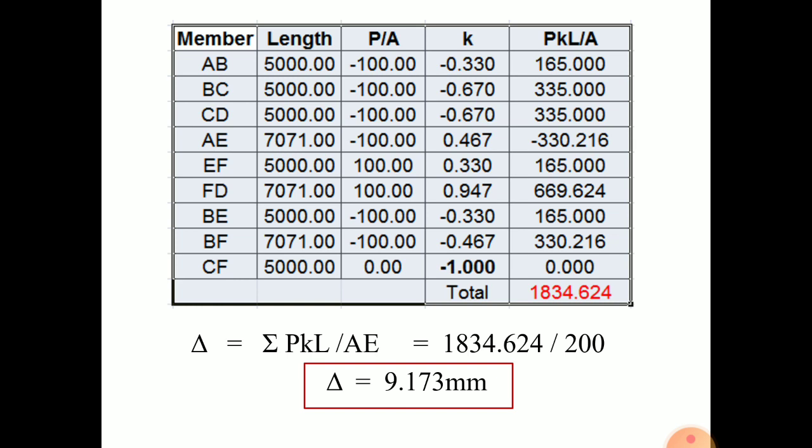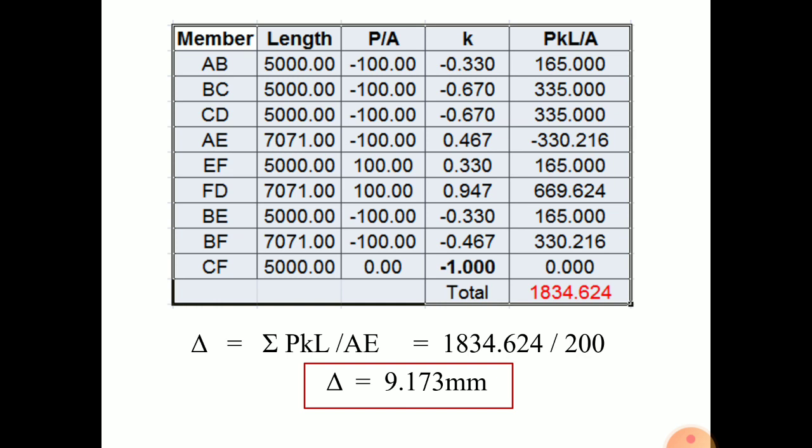Then in case of K, that is the forces in the members due to unit load, that I have taken. Then multiplying PKL by A, we get the total as 1834.624.